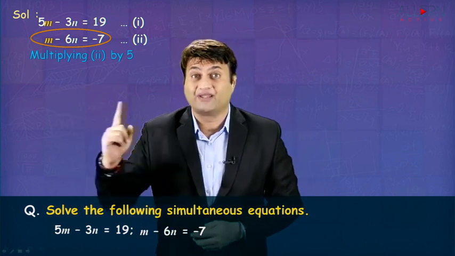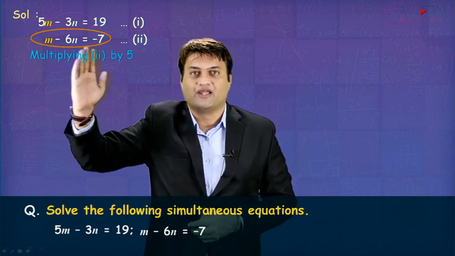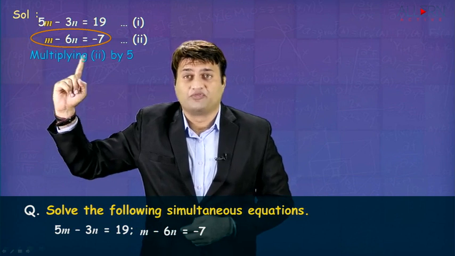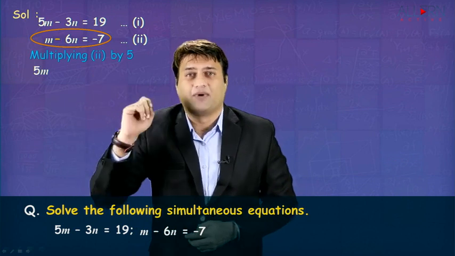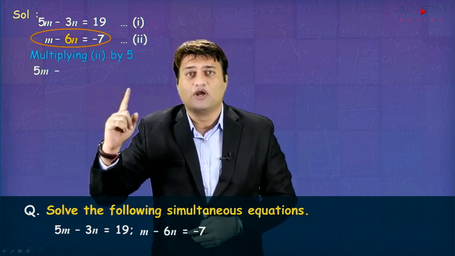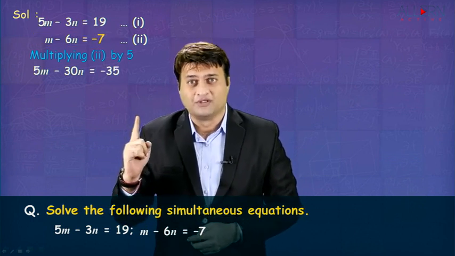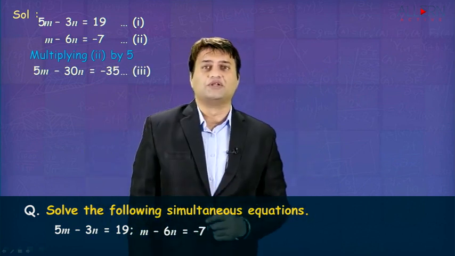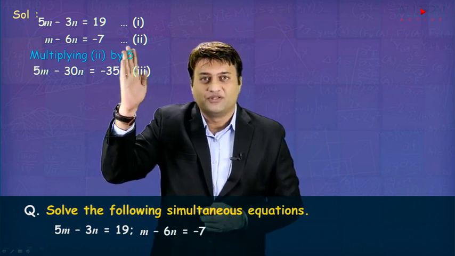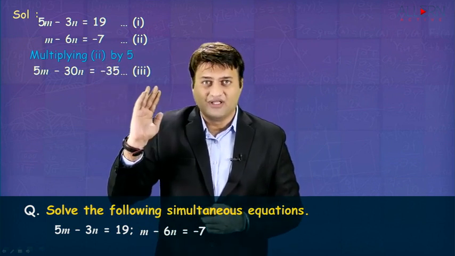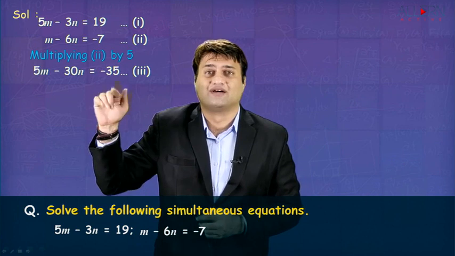We need to multiply the entire equation by 5. Remember this. So let's multiply each and every term of the second equation by 5. What do we get? We get 5m, that's 5 into m, 5m. 6 into 5, that's minus 30n, is equal to minus 7 into 5, that's minus 35. So we get a new equation. Let this be equation number 3, right? So we have now modified the second equation by multiplying it by 5, and we have got the third equation. Whatever operation we need to do now will be between the first equation and the third equation, right?